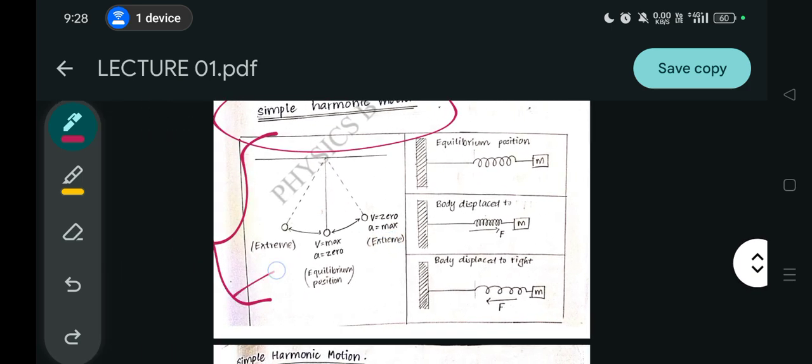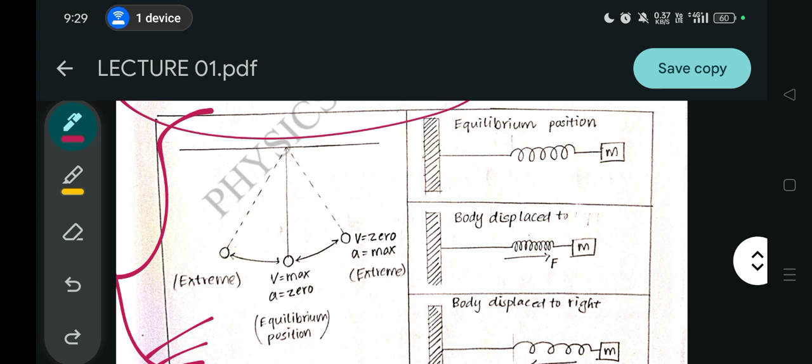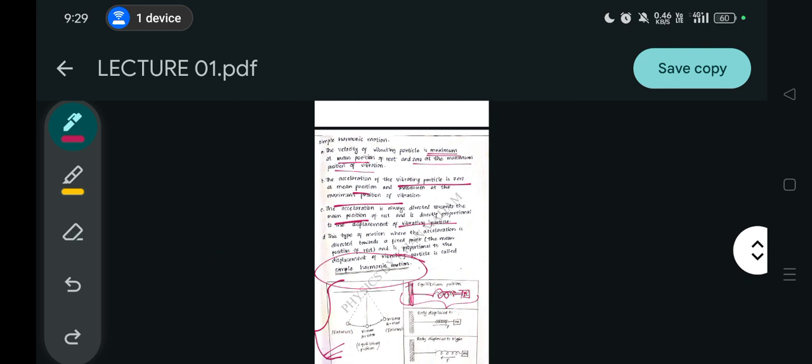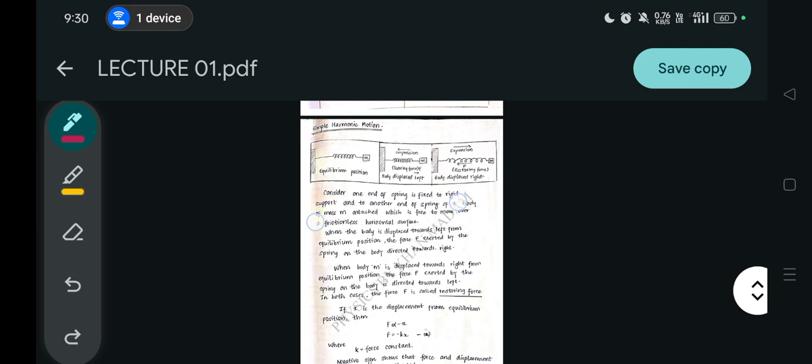You can consider this as an example of simple harmonic motion, where this particular area is a rigid support which is attached to a spring and a mass. So this complete assembly is known as a spring mass system. Up till now we have studied the theoretical concept of simple harmonic motion. Now we will see how one can represent the relationship between linear acceleration and linear displacement by a mathematical expression.